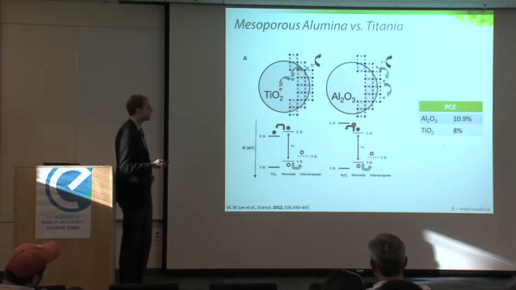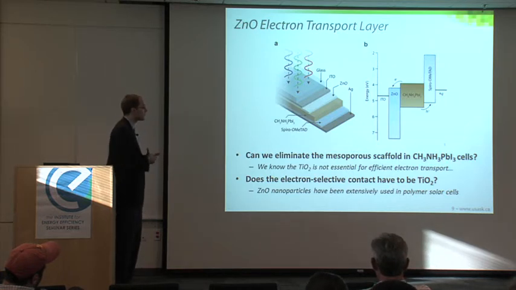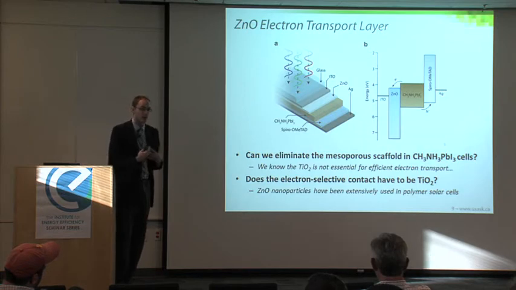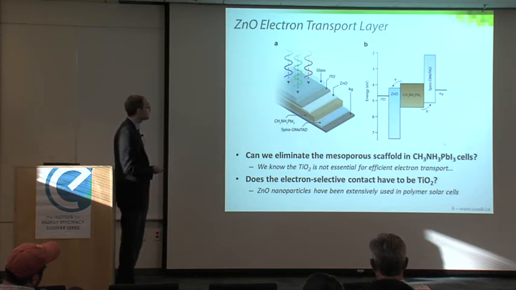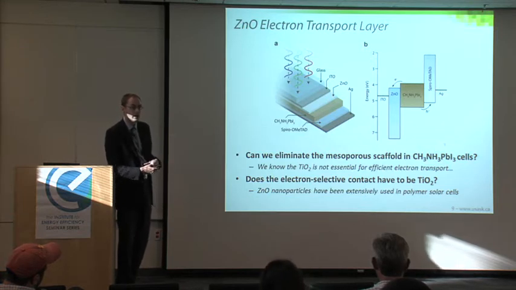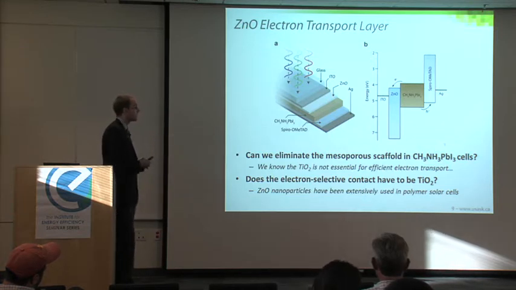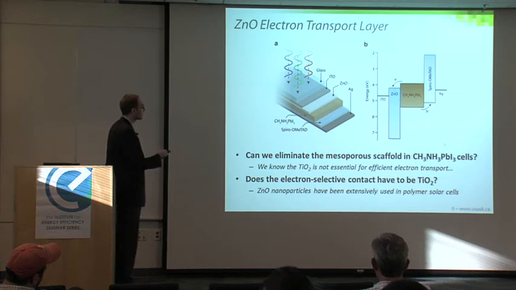And so we were really trying to puzzle this out, and we wanted to ask a couple of very simple questions. The first was, if the mesoporous scaffold is not absolutely essential for charge transport, if it doesn't have to be there, can we take it out? Can we make a planar device? And at the same time, we knew that, of course, titanium dioxide worked, but zinc oxide has a very similar band structure, and zinc oxide nanoparticles have been used quite extensively in the organic photovoltaic literature to make inverted structures. And so we wanted to see if we could replace that compact layer of TiO2 with something based on zinc oxide.